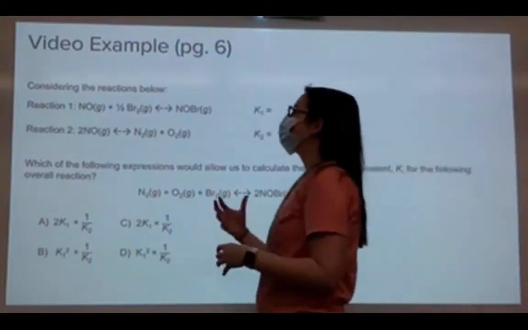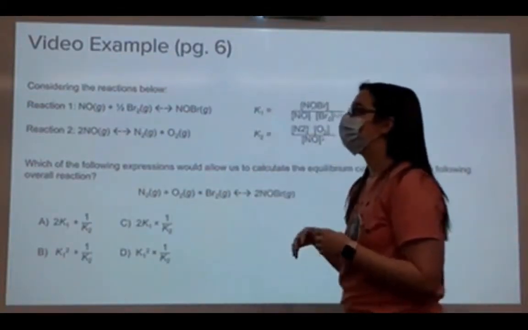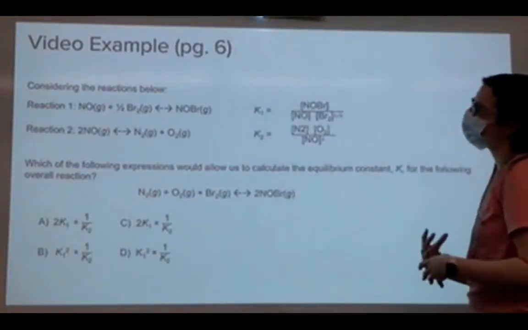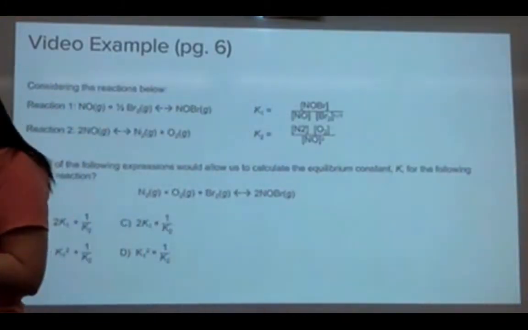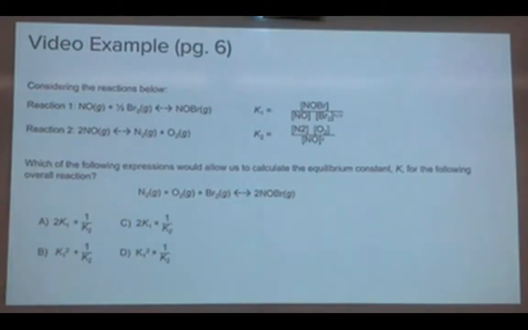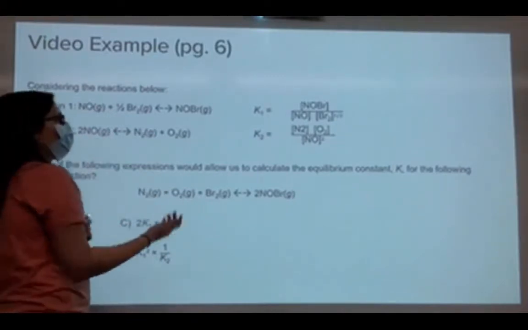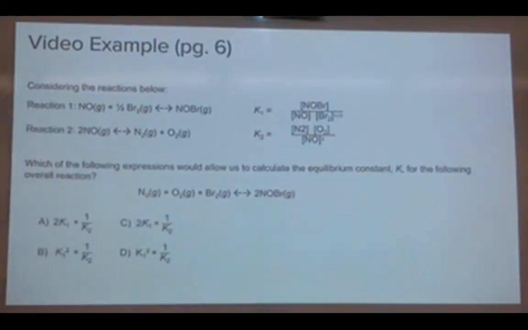So what I want to do before we jump into the examples themselves is look at the video example from page 6. This is in the second video, part of 6.2. I want to talk through this video example because there were some questions on why we manipulate these equations differently than when we used Hess's law and when we manipulated delta H.